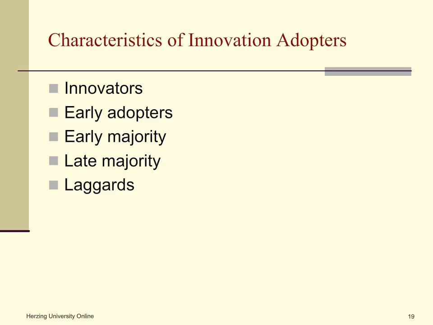Innovators are active in seeking new information. They are the organization's visionaries. Early adopters are organizations' opinion leaders who learn about an innovation and apply it to their practice. They can be effective in communicating the value of an innovation.